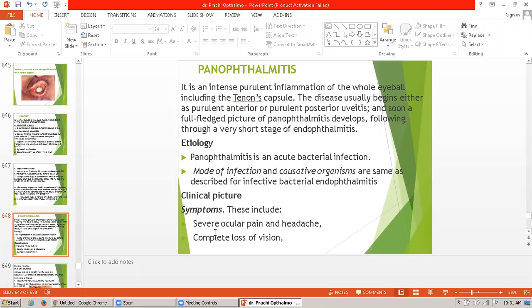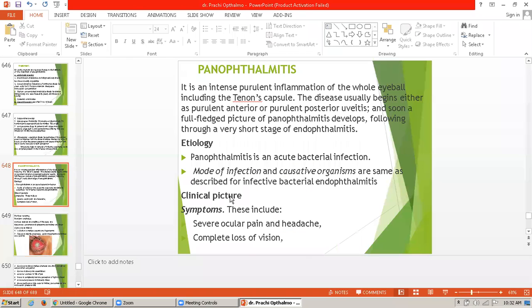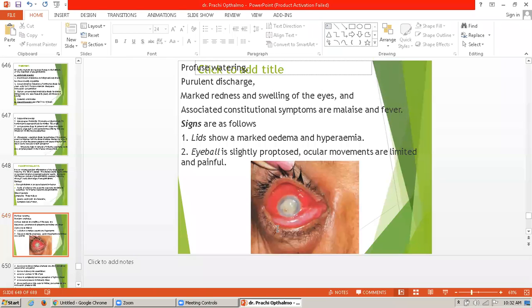Symptoms include severe ocular pain, headache, complete loss of vision, profuse watering, purulent discharge, and marked redness with swelling of the eyes, and associated constitutional symptoms are malaise and fever. So the symptoms that the patient feels are intense ocular pain, headache, loss of vision, profuse watering, purulent discharge, and marked redness, swelling of eyes with malaise and fever.